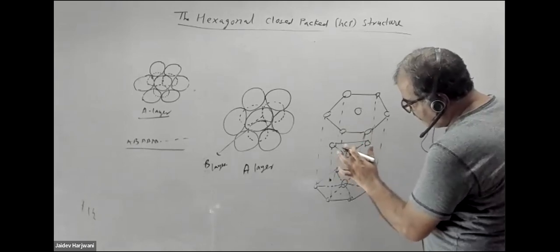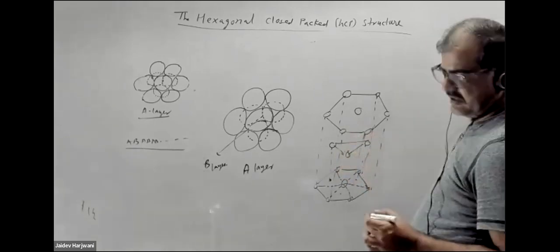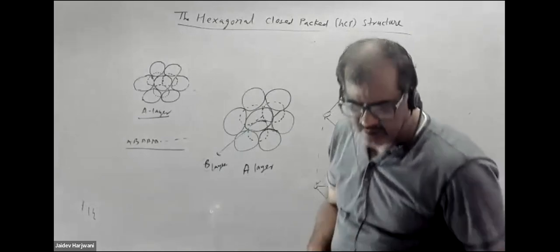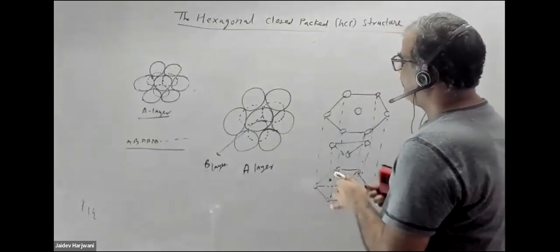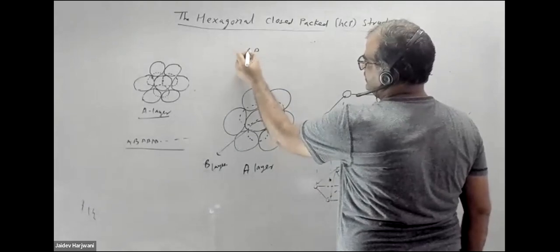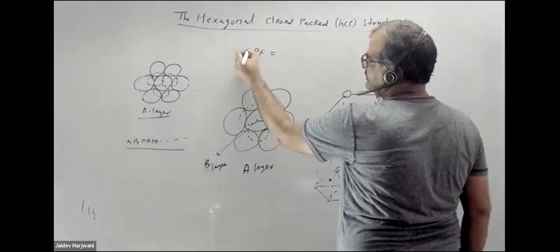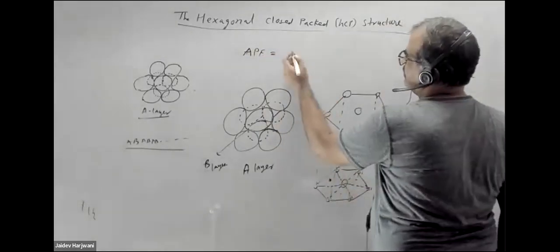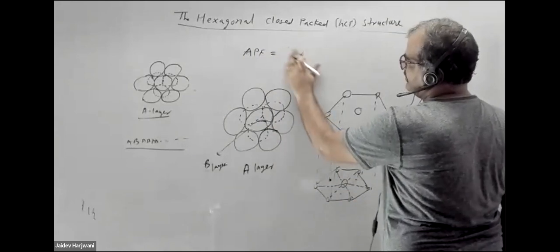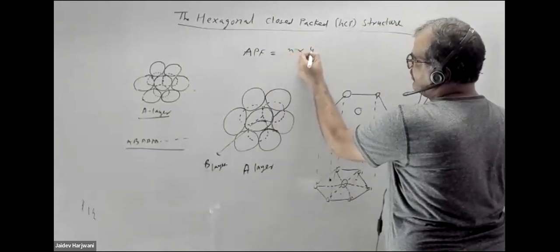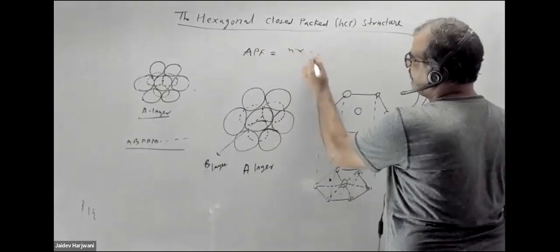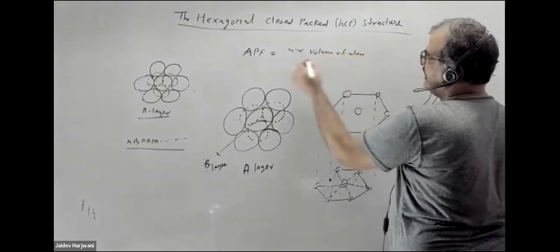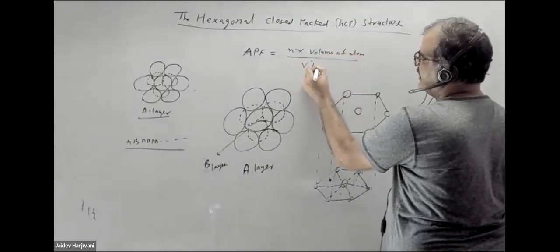Now I want to calculate the atomic packing fraction. We know the formula for packing fraction. क्या formula है atomic packing fraction का? Sir, n into 4 pi by 3 r cube upon primitive cell का volume. So n effective, n कितने atoms हैं इसके अंदर, into 4/3 pi r cube, or we can say volume of atoms inside, divided by volume of unit cell.